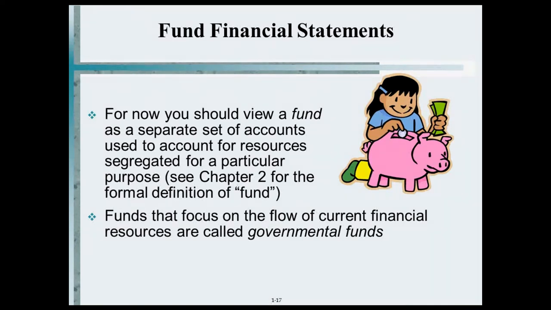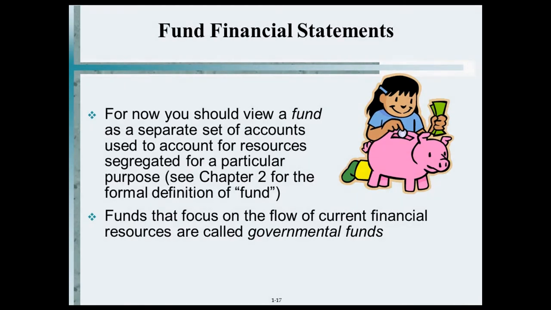Now, funds focus on the flow of current financial resources. These are the governmental funds. What are the governmental funds that you know now? General fund, debt service, capital project, special revenue fund, and permanent fund. Do you have to have all of them? No. Which is the one you have to have?